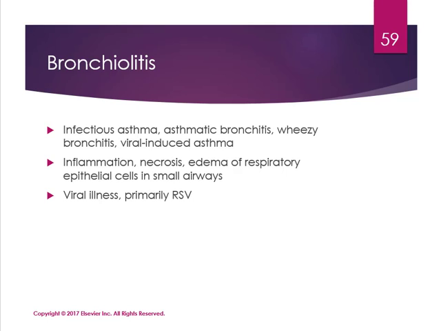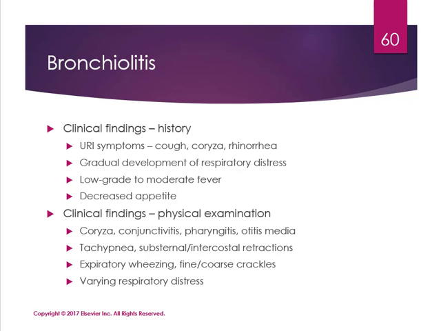We know that this disease can cause inflammation, necrosis, and swelling of the respiratory epithelial cells in the lining of the airways. It's seen in viral illnesses, primarily RSV. It simply starts as upper respiratory symptoms: cough, coryza, rhinorrhea. Respiratory distress starts gradually. There's usually a low grade to moderate fever, and the child will have a decreased appetite.